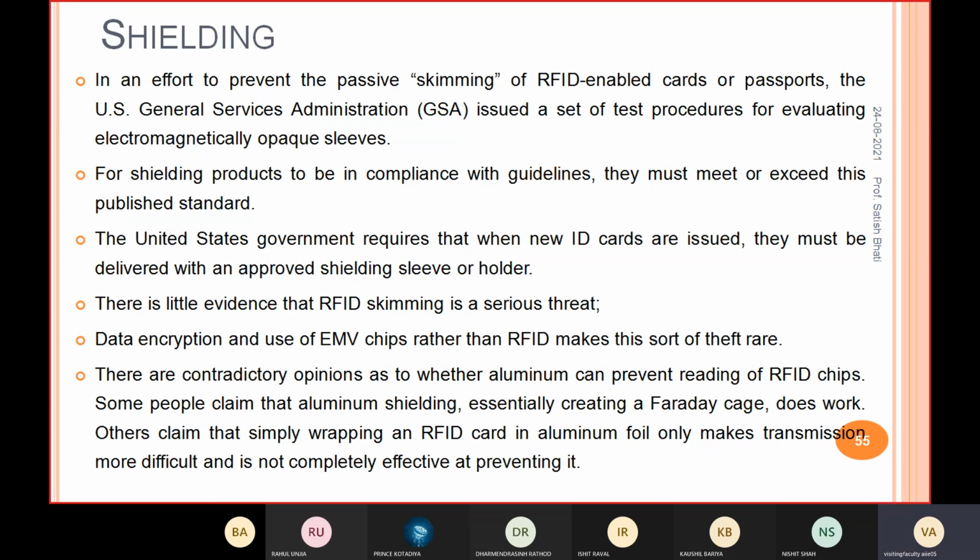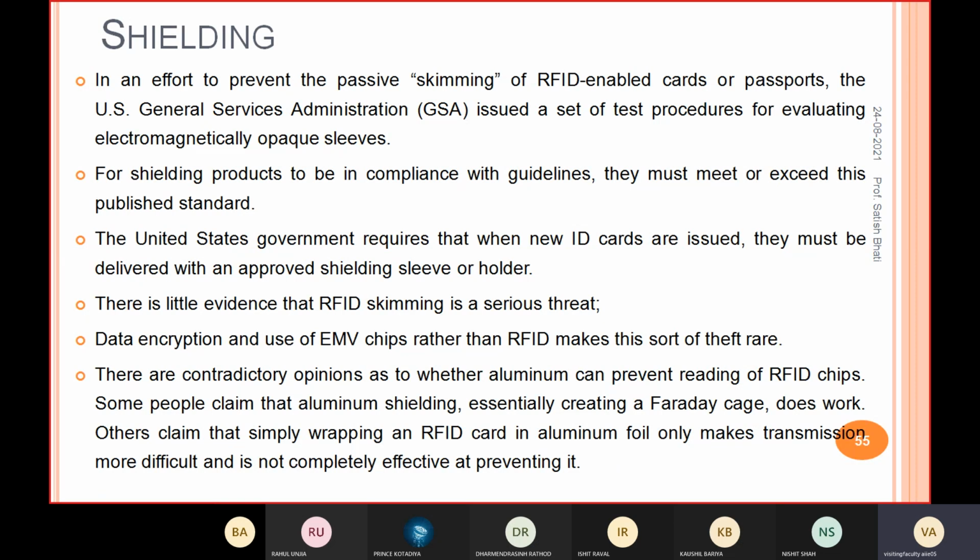I will have some provision, like how I can stop a reader from reading the RFID tag. So if you cover the RFID tag with some kind of material, then nobody can communicate with the RFID tag, right? That way you can also provide security.